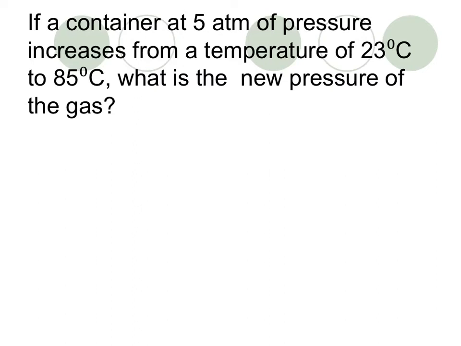If a container is at 5 atmospheres of pressure, that's my P. We have to figure out if that's our P1 or our P2. So if we keep skimming, look what they're asking for at the end. They're asking for the new pressure. So that's also going to be P, but we're going to call that one P2. If we're looking for the new pressure, then it's safe to assume that this was our P1 up at the top. So that's all I mean by labeling variables.